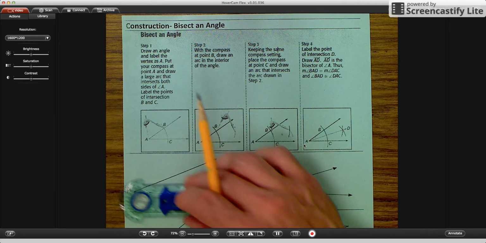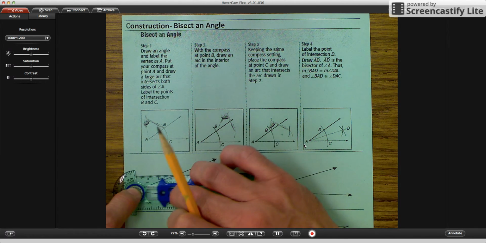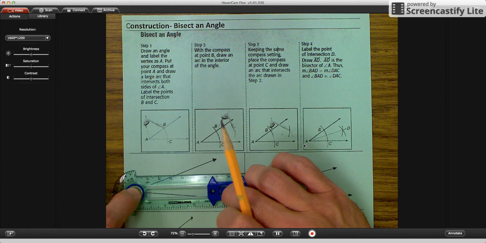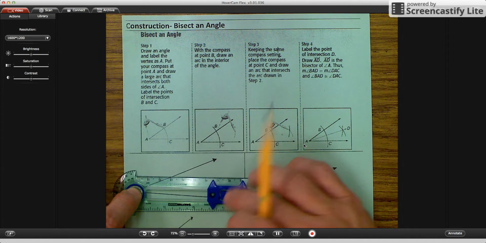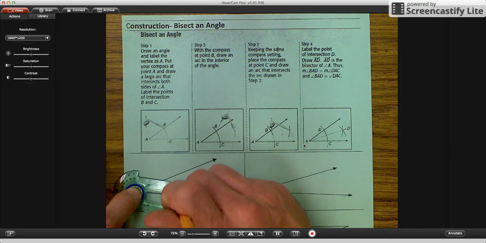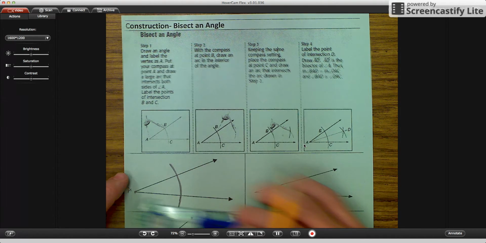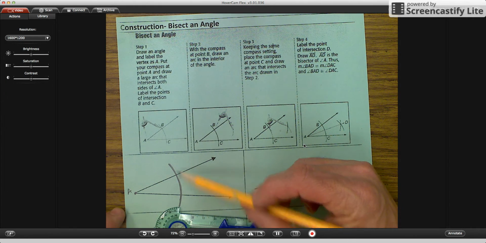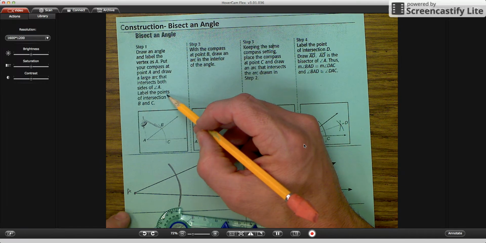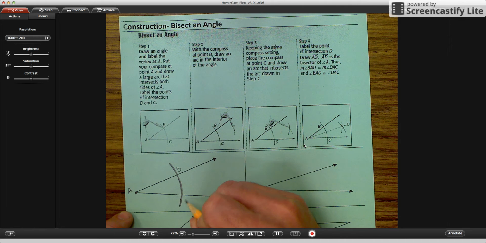Well, here is angle A. We're going to take our compass, put it on our vertex, and you're going to move your slider. Again, your slider can go as far away as long as it goes over both sides, or it can be closer. I'm going to go about halfway, and I'm going to make my arc that goes through both sides of angle A. We're going to label the points. It says label the points of intersection B and C.